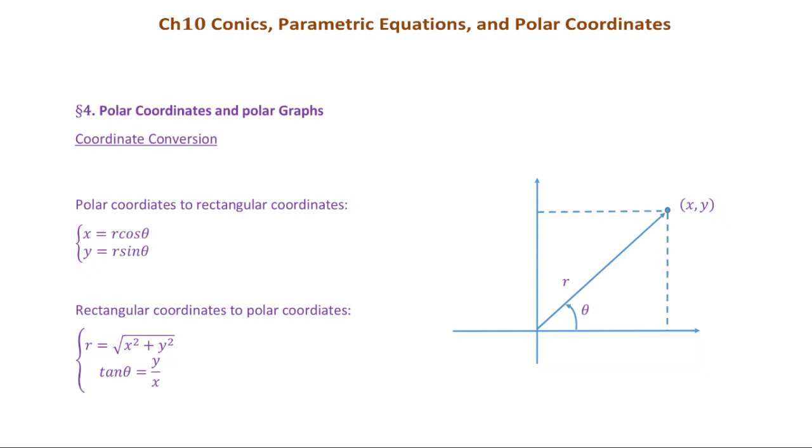Okay, and then there are two ways for the conversion. You can convert from polar coordinates to the rectangular coordinates, or you can convert from rectangular coordinates to polar coordinates, and the formulas are listed in here. Okay, so for example, from polar coordinates to rectangular coordinates, you just use the formula x equal to r times cosine theta and y equal to r times sine theta. So you can see from the graph in here, r is the direct distance and theta is the direct angle.